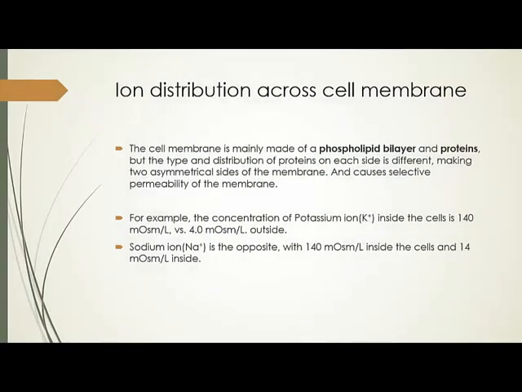The cell membrane is mainly made of phospholipid bilayer and proteins, but they have different distribution of proteins on each side, which makes it asymmetrical. For example, sodium level outside the cell is much more than the sodium level inside the cell, and the potassium level inside the cell is much higher than the potassium level outside the cell.